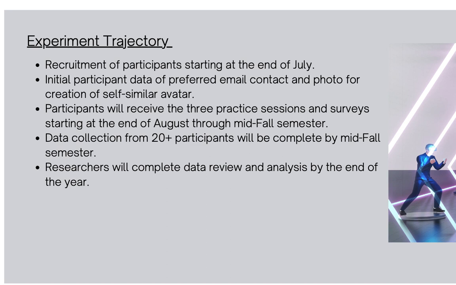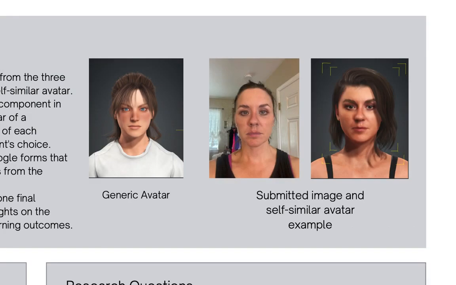So the participants, once they have received a flyer with information about the study, provided their preferred email for contact and a full face picture to create a self-similar avatar, and you can see an example here, they will receive 3 sessions. 1 session will have no avatar. 1 session will have an avatar based on my appearance and voice, so the generic avatar, so to speak. And then the third will be an avatar based on the picture that they submitted to us.